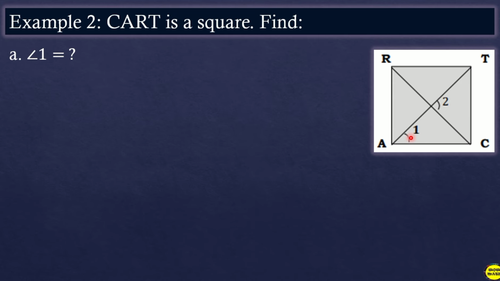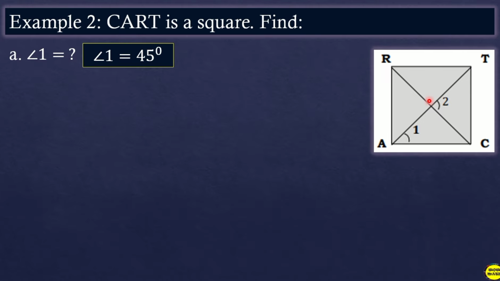Kanina, kailangan makabisado nyo yung properties. Kasi kahit di nyo na isolve yan, alam nyo na agad ang sagot. Sabi kanina, ang square daw ay all four angles are right angles. So therefore, kung ito ay 90 at kinukuha natin si angle 1, si angle 1 ay 45 degrees.